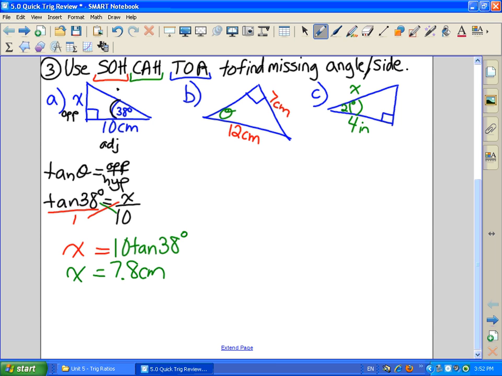Good. Let's take a look at our second example, folks. This time we're finding the angle. So that's going to be the angle of reference. That's the one we're trying to find. So what sides do we have going across? We have the opposite.